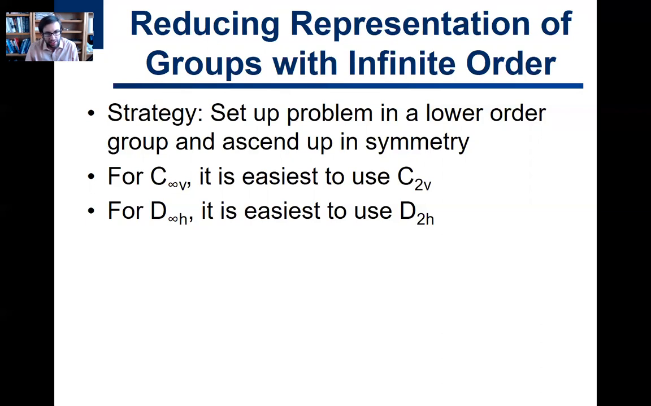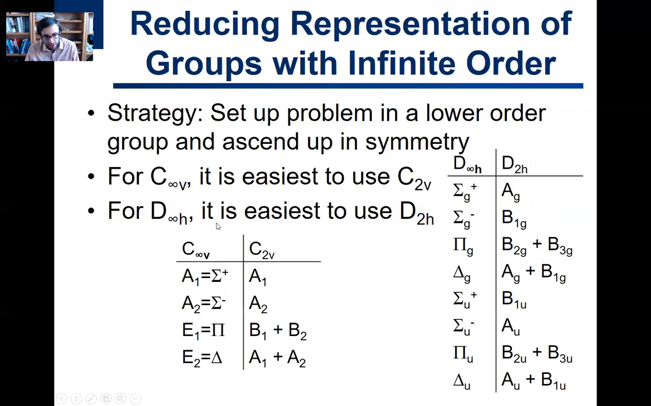What you're going to do is set up the problem in a lower order group and then ascend up into symmetry, which usually you don't do. You're always descending into symmetry, like we talked about in vibrational spectroscopy for problem solving there. But here you're going to ascend up because you're already in something that's very symmetric, right? You're in a linear point group. Usually it's easiest to use C2v if you're in C infinity v, or to use D2h if you're in D infinity h. So I'll show you how this works with D2h.